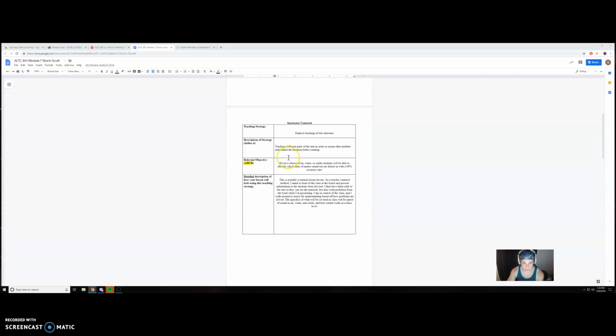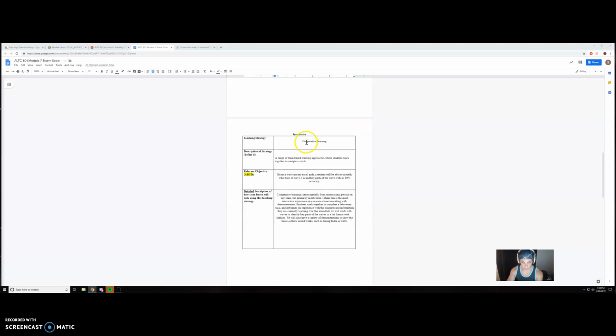For the instructor-centered teaching strategy, I chose explicit teaching of text structure because that's normally what I do. I stand up at the front of the class. It's very based off of me, and I'm in control of everything at that point. I just present material to the kids and I'm able to control their understanding and their assessment, if you will. I have them do problems and then I'll walk around and test for understanding, but it's a very controlled environment and I'm in the lead with that.